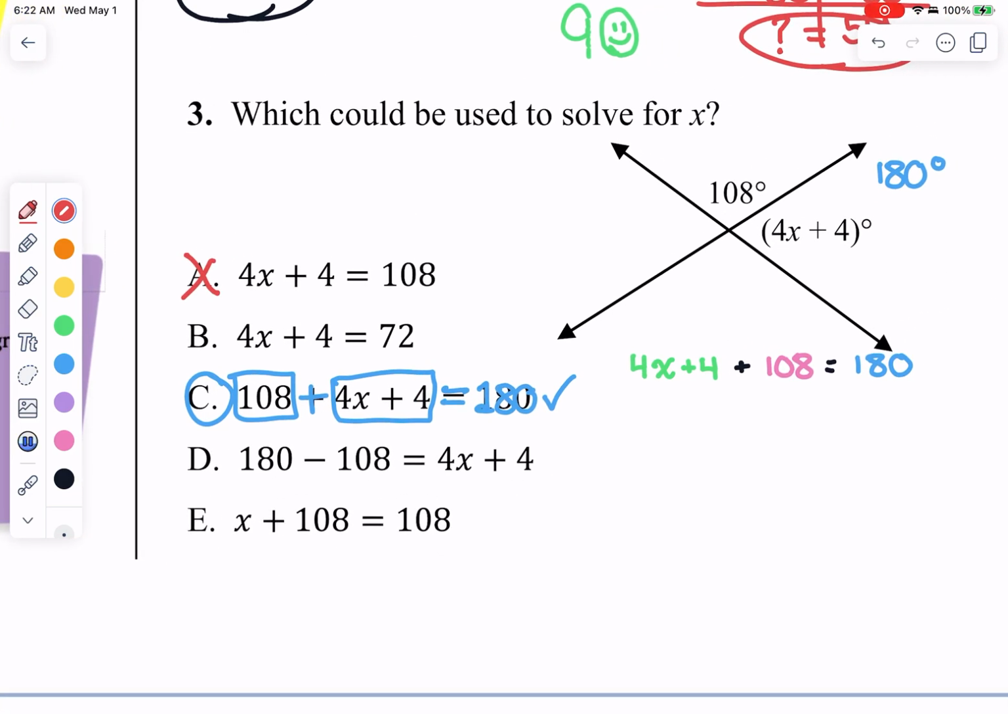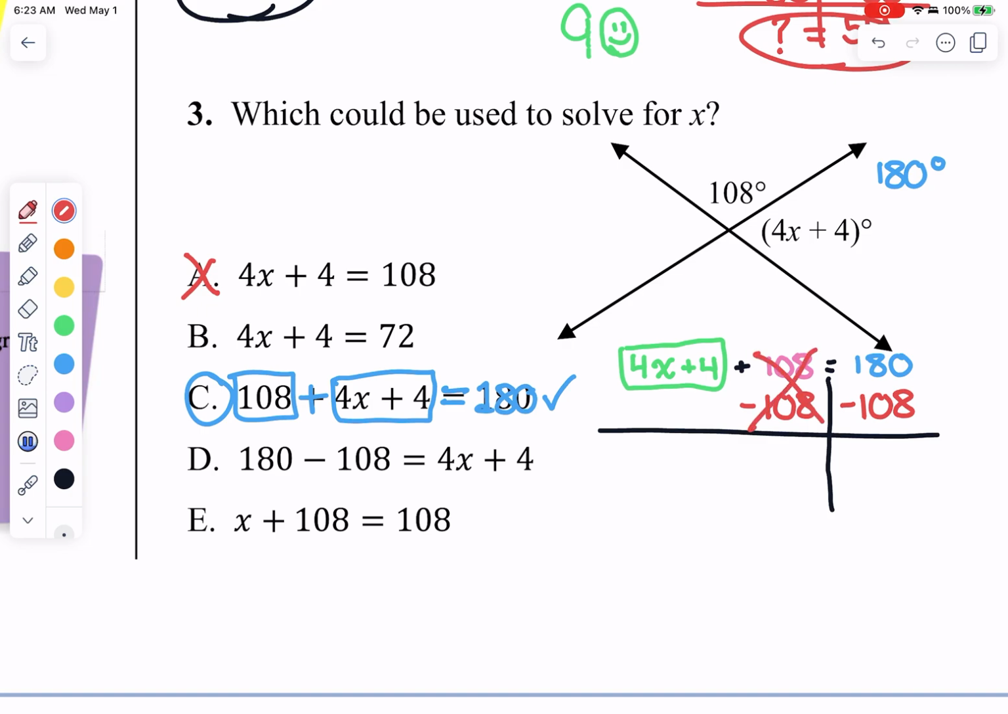Now let's look at B. B says that 4x plus 4 is equal to 72. Well, let's see if that's true. Let's get 4x plus 4 by itself. To do that, I want to get rid of whatever's on the outside, which is plus 108. The opposite of plus 108 is minus 108, and I do that on both sides of the equal sign. On the left side, plus 108, minus 108 cancels out, and 4x plus 4 drops down. On the right side, 180 minus 108 is 72. So 4x plus 4 equals 72. That's where they get this from, and that's how I know that B is correct.